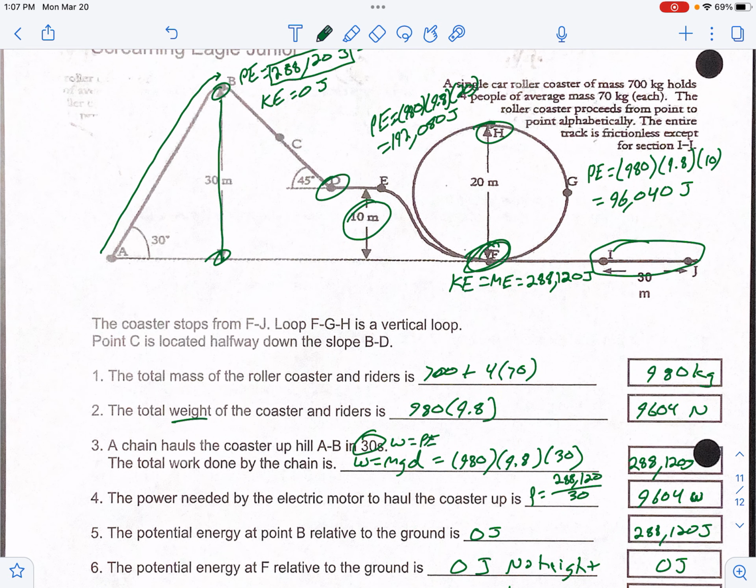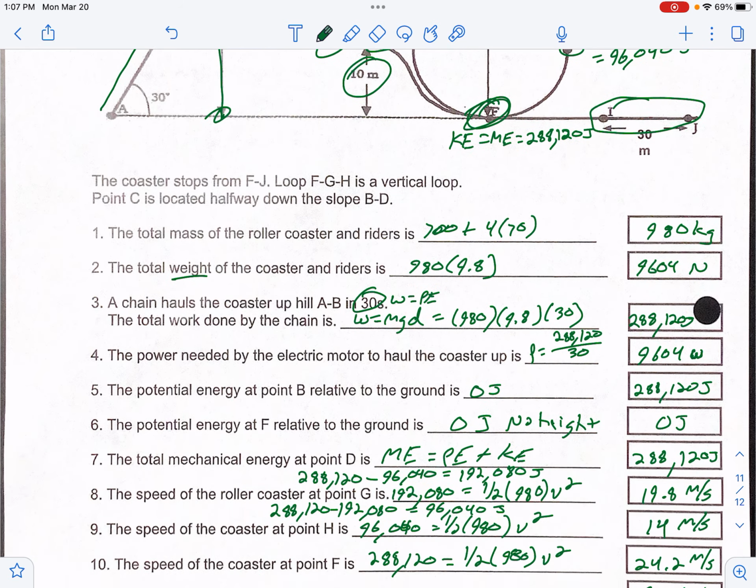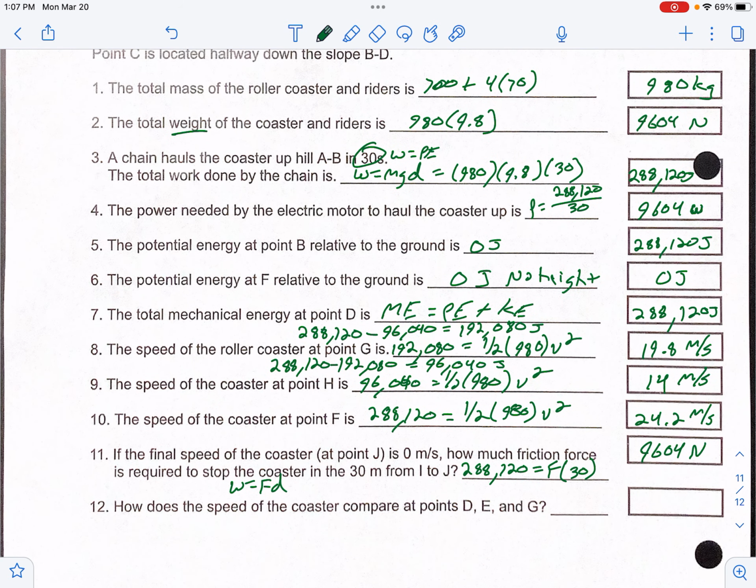12, how does the speed of the coaster compare at points D, E, and G? So D, E, and G. If you notice, they're all at the same height. So that means your velocity better be the same. Since you didn't lose potential or gain kinetic, your heights are all the same. So that means your velocities will also be the same.